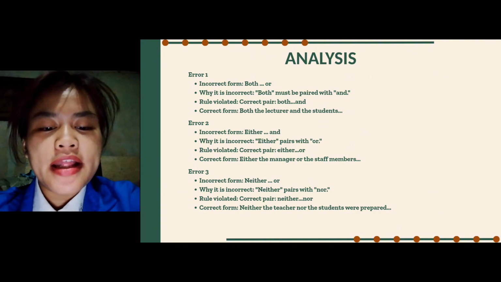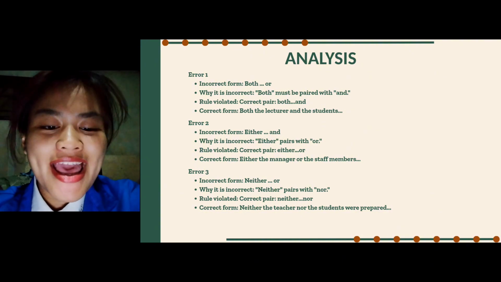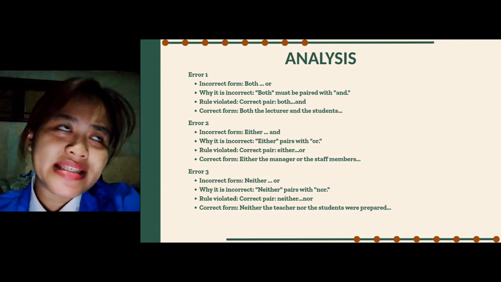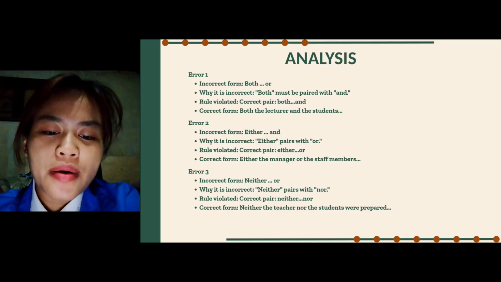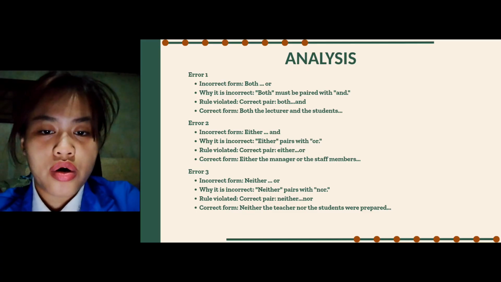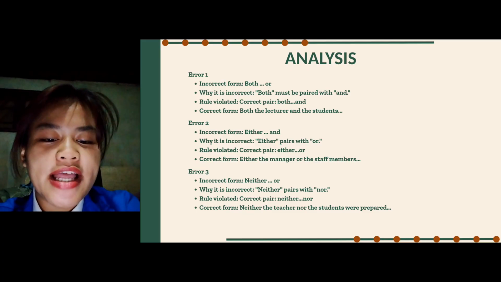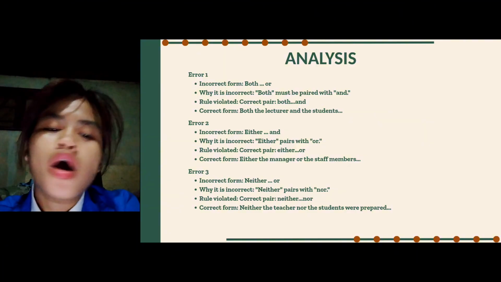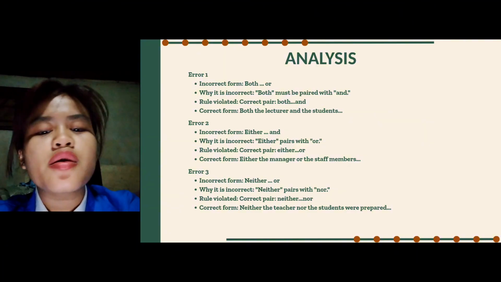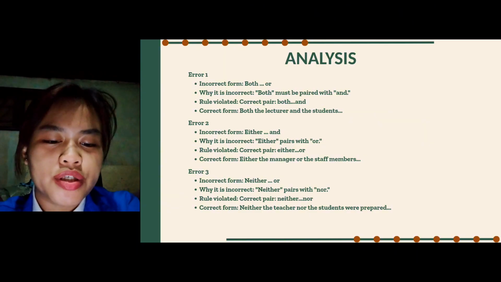Second error, incorrect form: either and. Why is it incorrect? Either pairs with or. Rule violated. Correct pair: either or. Correct form: either the manager or the staff members.